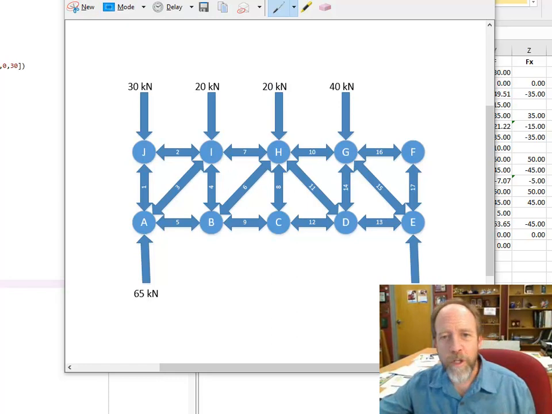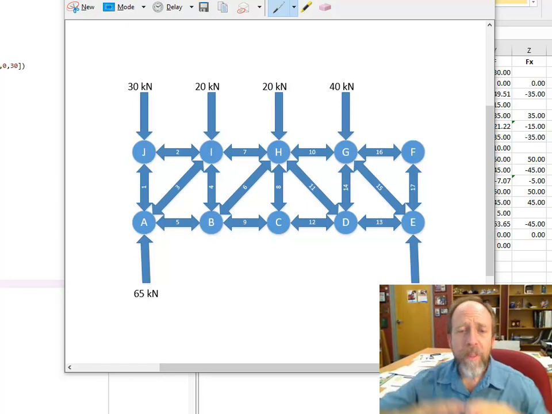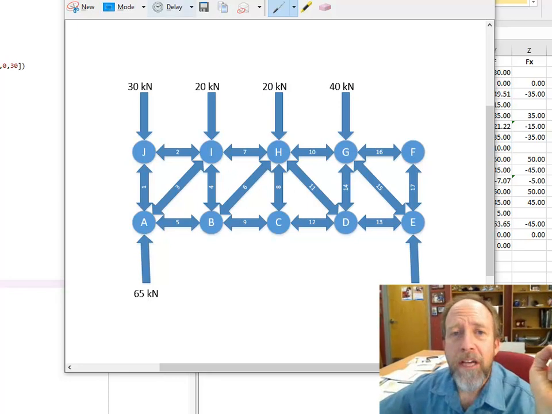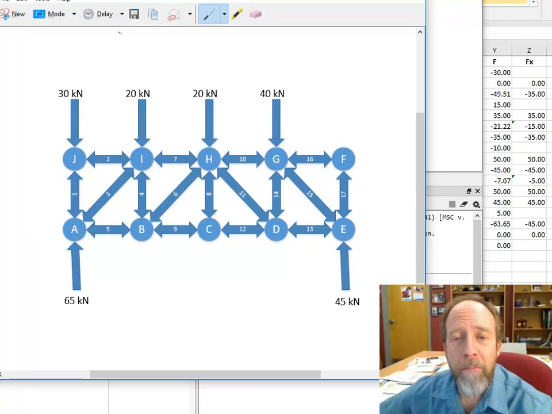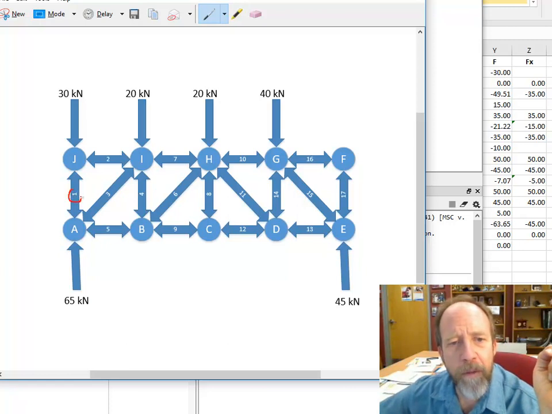This is actually take two of the classic Howe Truss example problem. I've already developed the problem here, as you can see. So this is a truss, and I numbered each of the individual members of the truss. You can see the numbering here: one, two, three. Then I assumed that all the members were under compression.